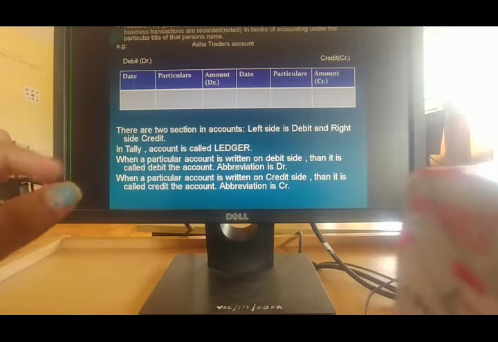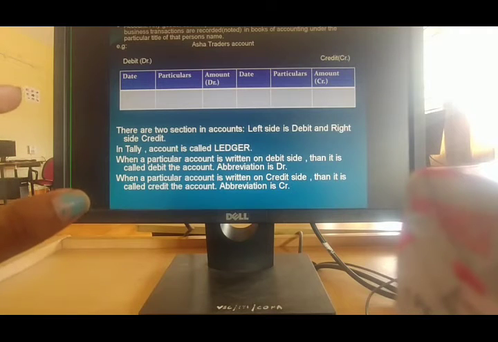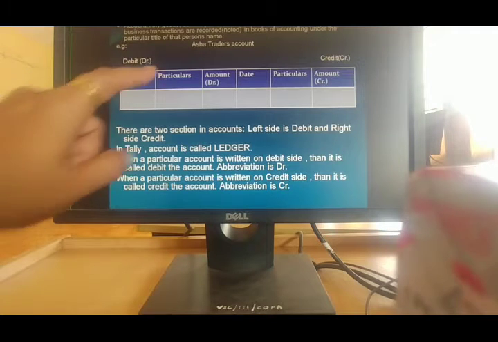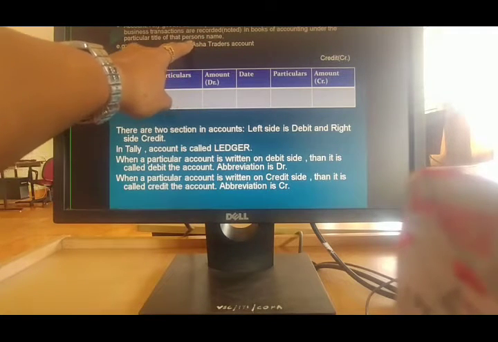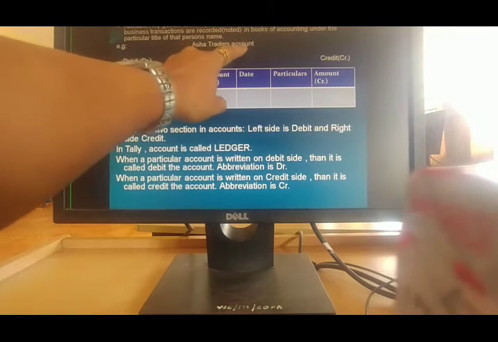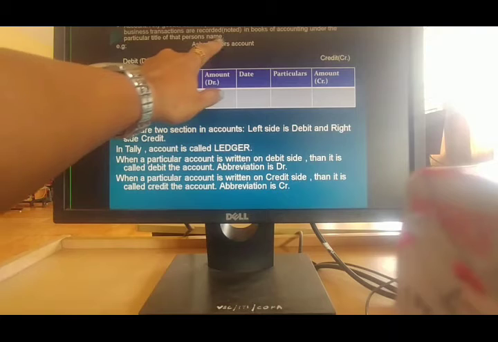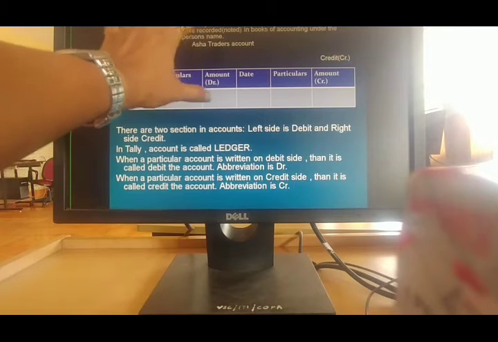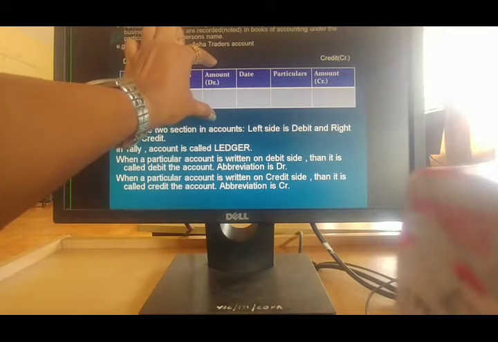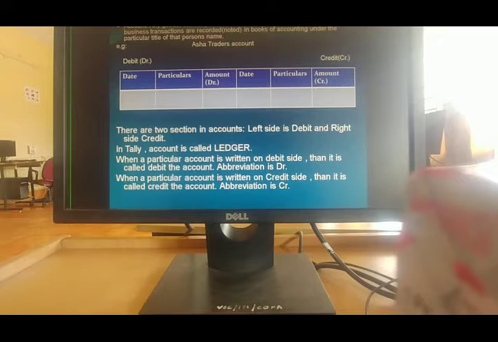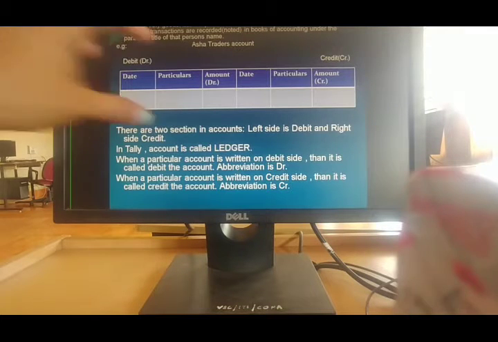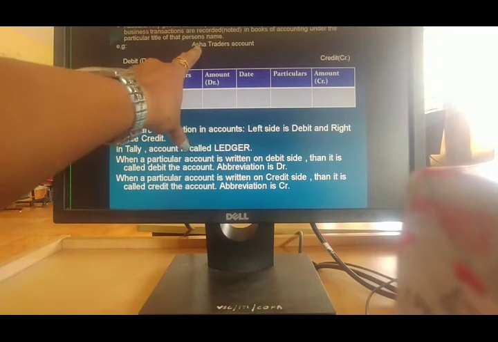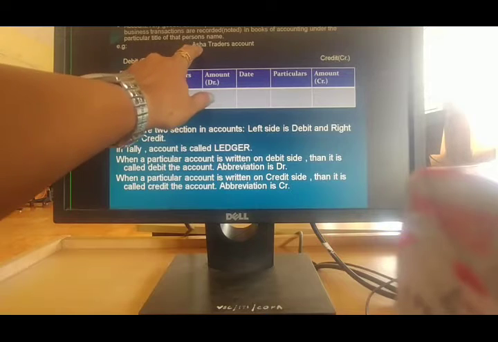It is written with the particular account name in this table format. As you can see on the screen, there is something called the Asha Traders account. So the account name is Asha Traders, and based on the account name, the table is formed. Each and every account holder has a separate table. Here one example is given of a personal account, because it's Asha.